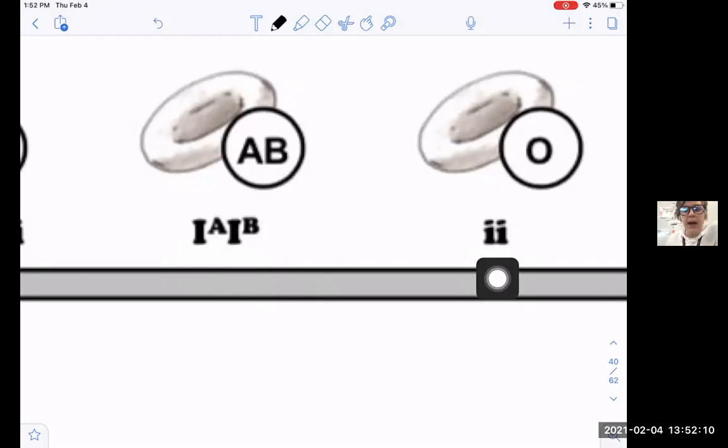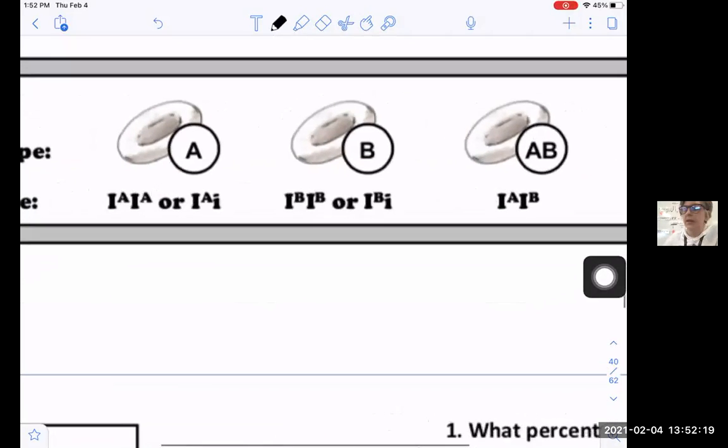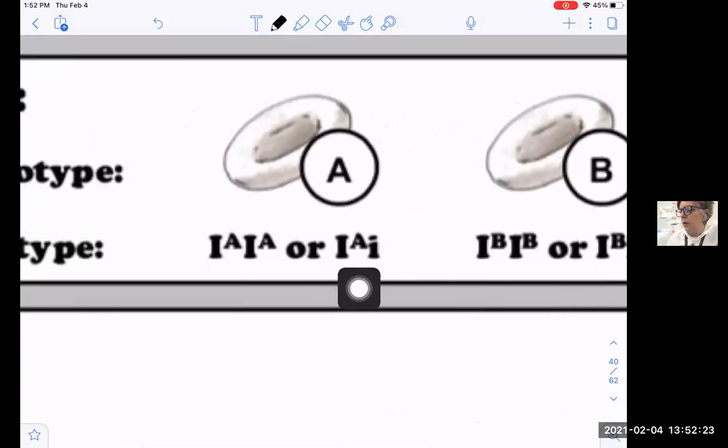By the way, I am type O blood, so I am homozygous recessive, and my dad was type A blood, and my mom was also type A. So I know that my mom and dad both had to be heterozygous because they both gave me a little i and made me have type O blood.